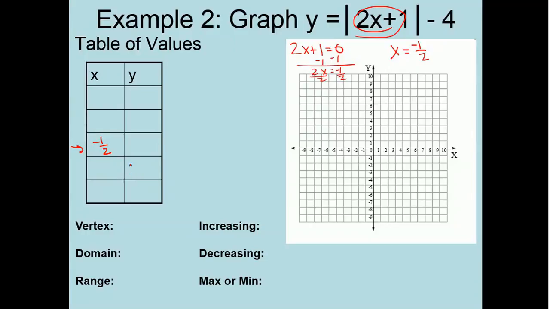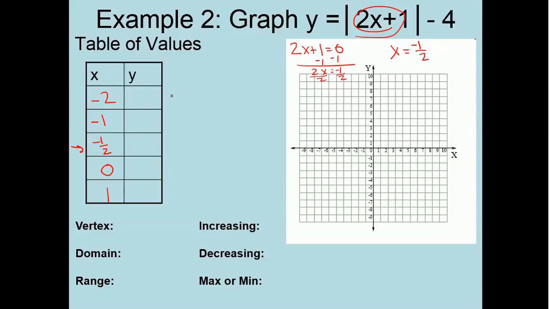Now, I need to put some numbers around that. Let's go negative 2, negative 1, 0, and 1. Now, I could have picked negative 1.5 right here. But why do hard math? Do easy math. Don't be a superhero. Okay? So let's plug in our x.